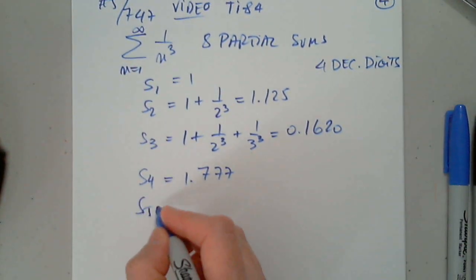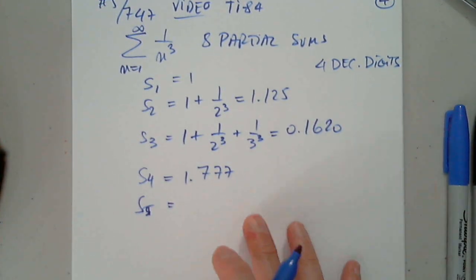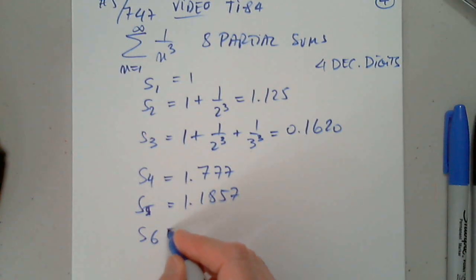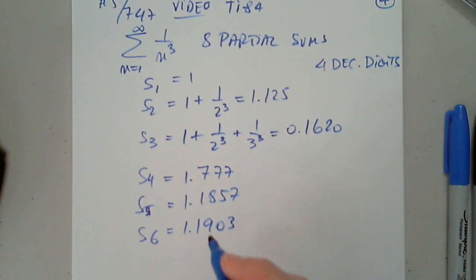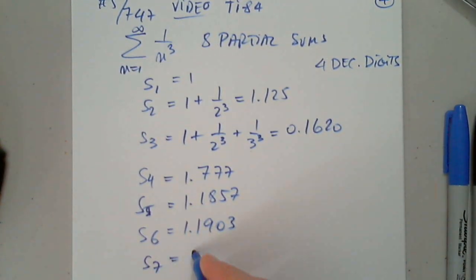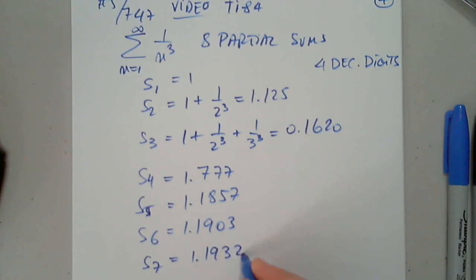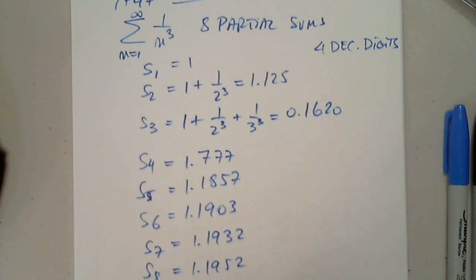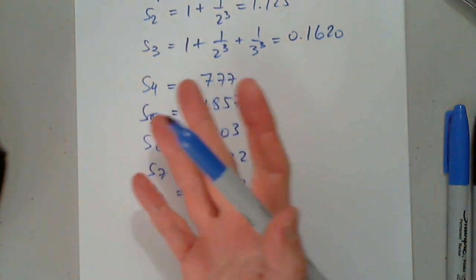Okay, I got s sub 5. You will see them in the video. 1.1857. I got s sub 6, 1.1903. s sub 7, 1.1932. And then s sub 8, 1.1952.